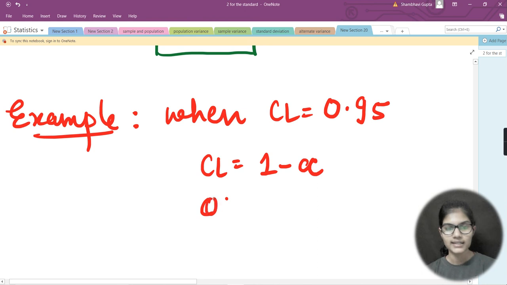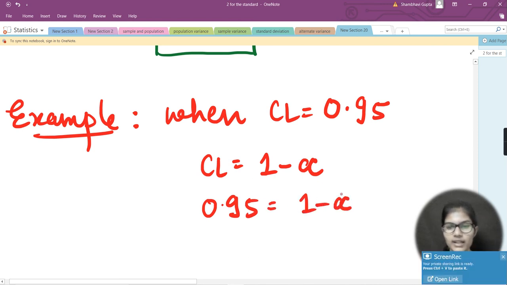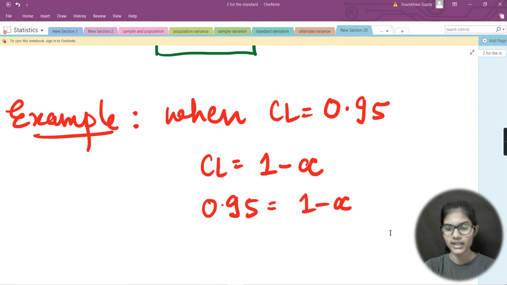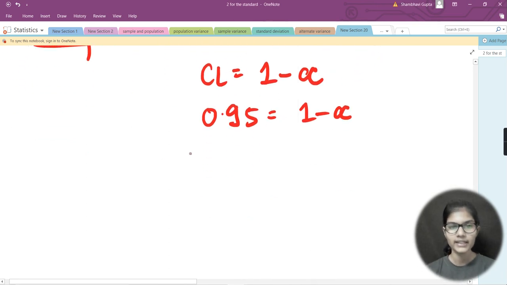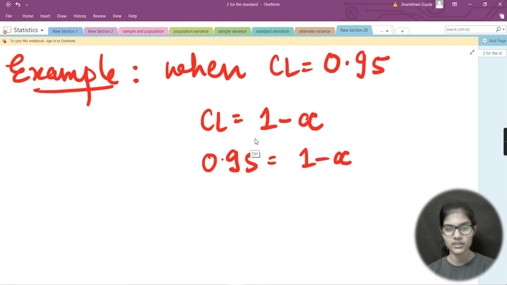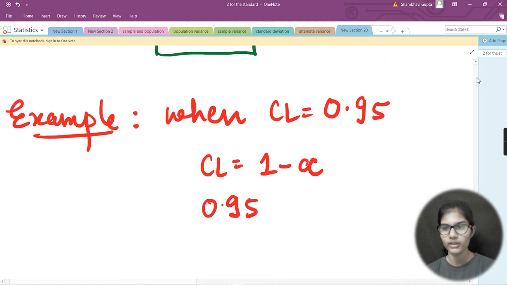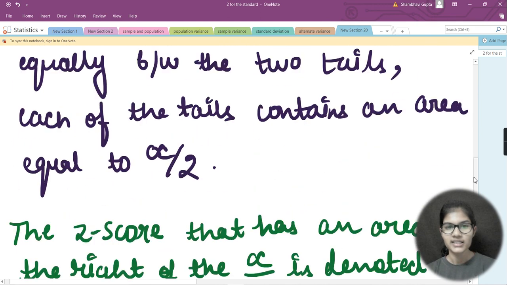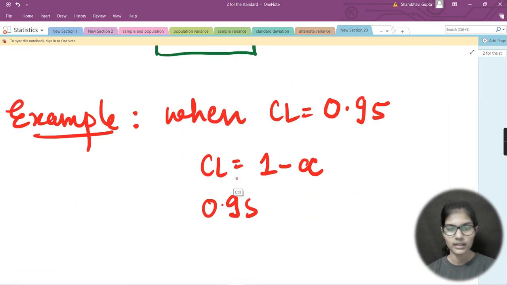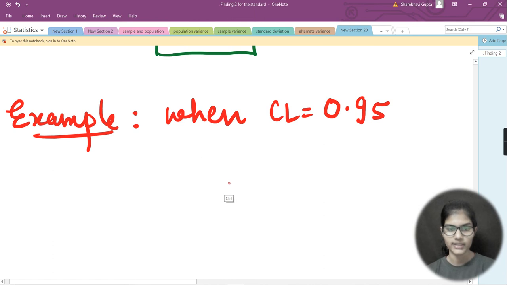CL we are given that is 0.95. So 0.95 is equal to 1 minus alpha. Here it was CL is equal to 1 minus alpha, right? So when CL is equal to 0.95, then what will be the value for alpha?